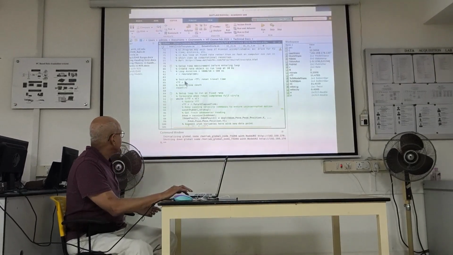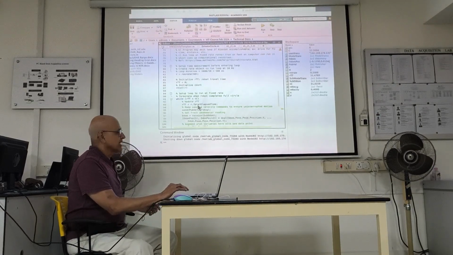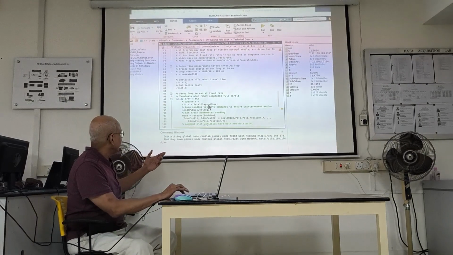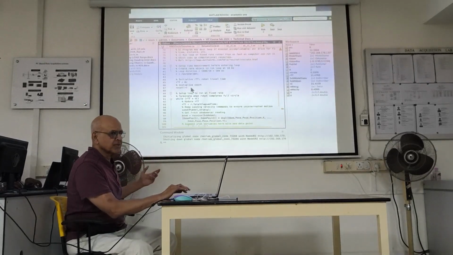And so the rate object, this part of it, gives you the elapsed time. That's why you need the reset. Elapsed from when you reset it. That's what it means.